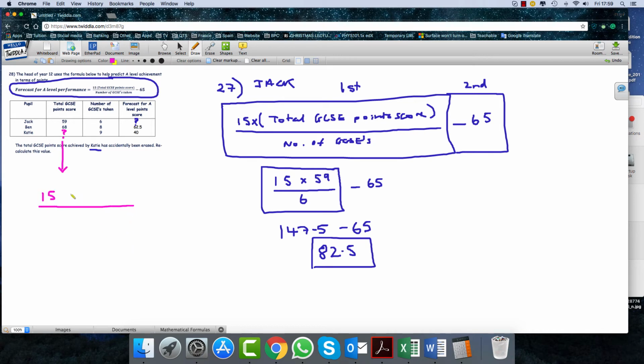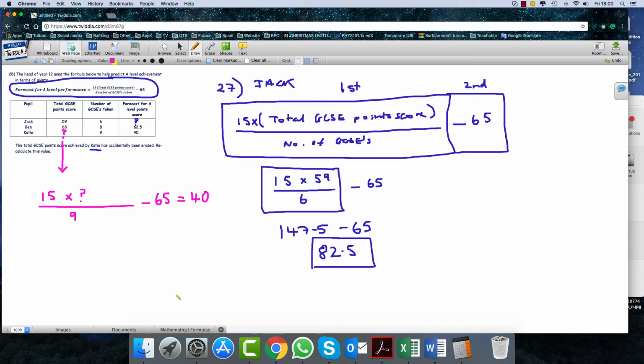So it's 15 times this thing that we don't know, like a question mark. And then we've got number of GCSEs taken is 9. And then again we would just subtract 65. Now the difference is this time we know what the answer is. We know the answer is 40. And the important thing for any algebra really is to work backwards. We need to work backwards here.